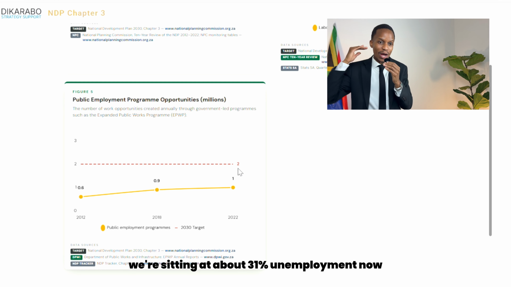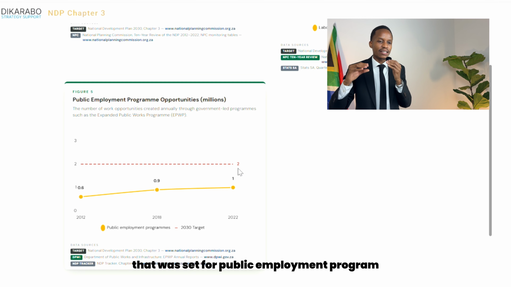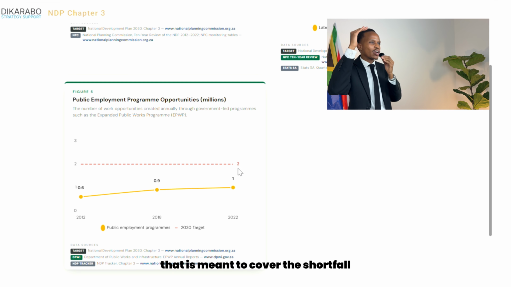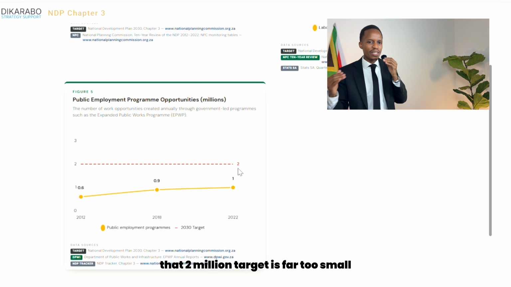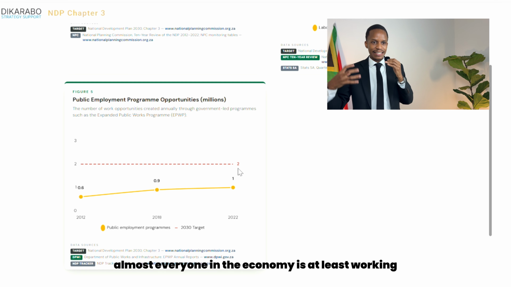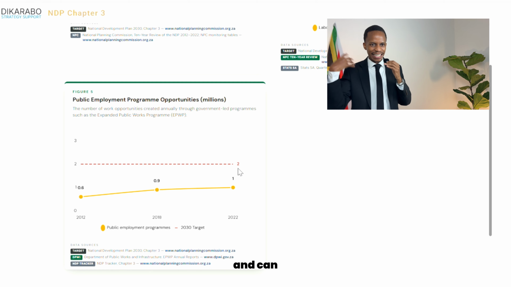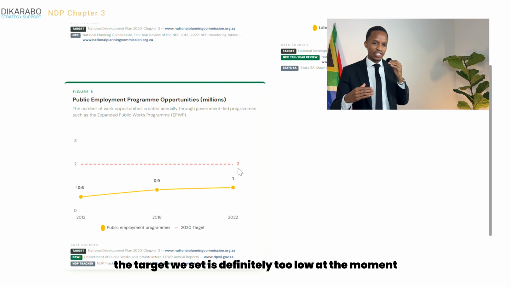We're sitting at about 31% unemployment now. So one could imagine that the 2 million target that was set for public employment program opportunities, which is meant to cover the shortfall of unemployed people in the country, is far too small to ensure that almost everyone in the economy is at least working, even if it means temporarily within the public sector, and can gain some experience and make some money for themselves. So the target we set is definitely too low at the moment.